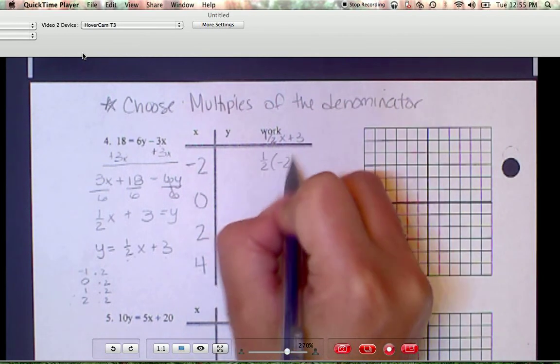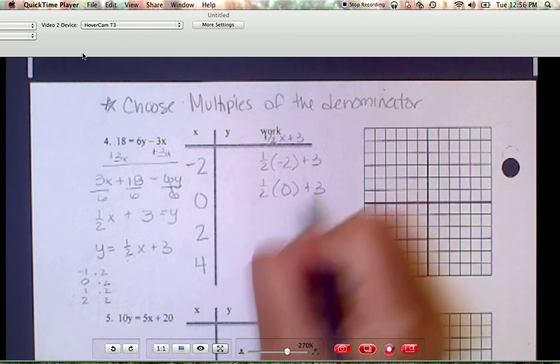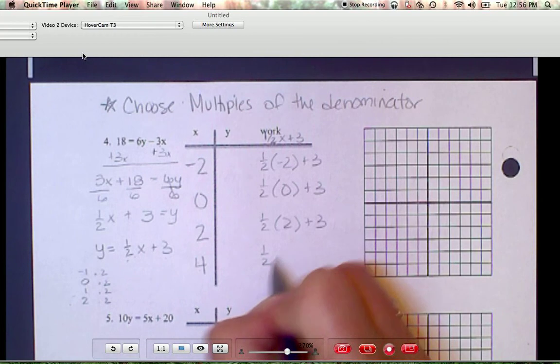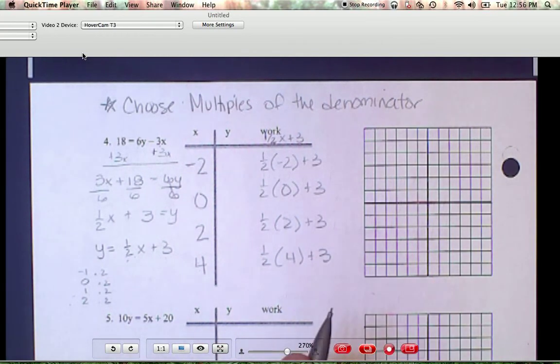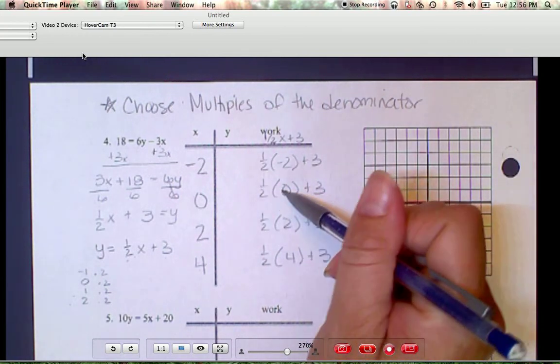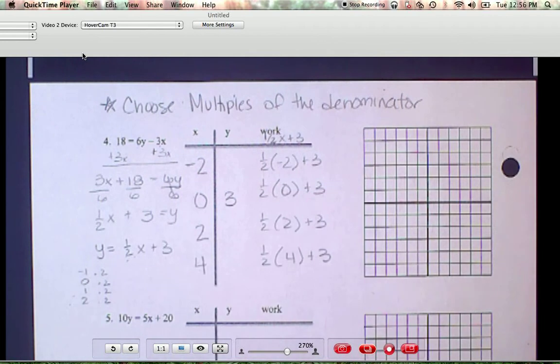1/2 times -2 plus 3. 1/2 times 0 plus 3. 1/2 times 2 plus 3. And 1/2 times 4 plus 3. Now, which one of these is the easiest one to do? That's always going to be your 0. So half of 0 is still 0, and 0 plus 3 is 3. So stick with the easiest one first.